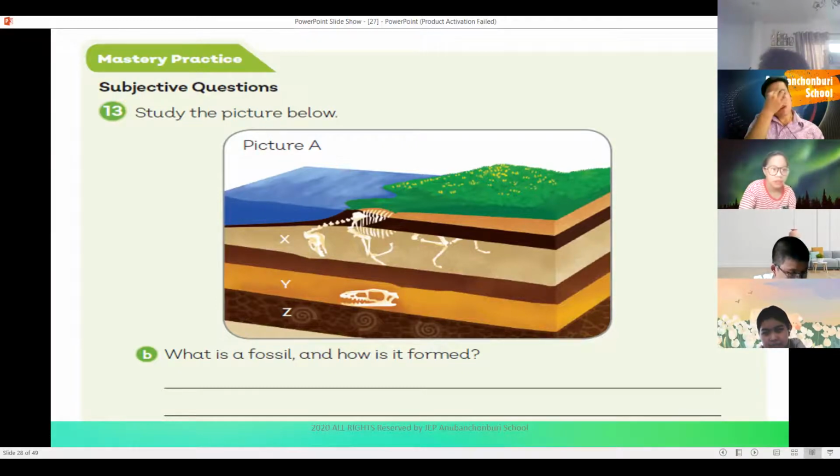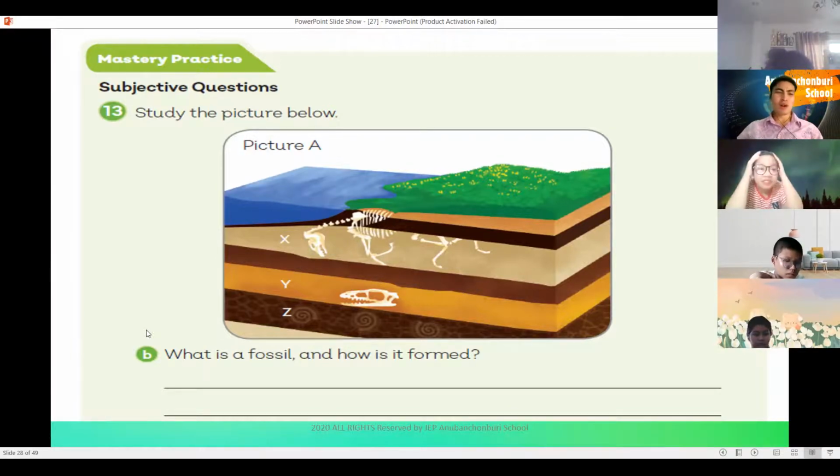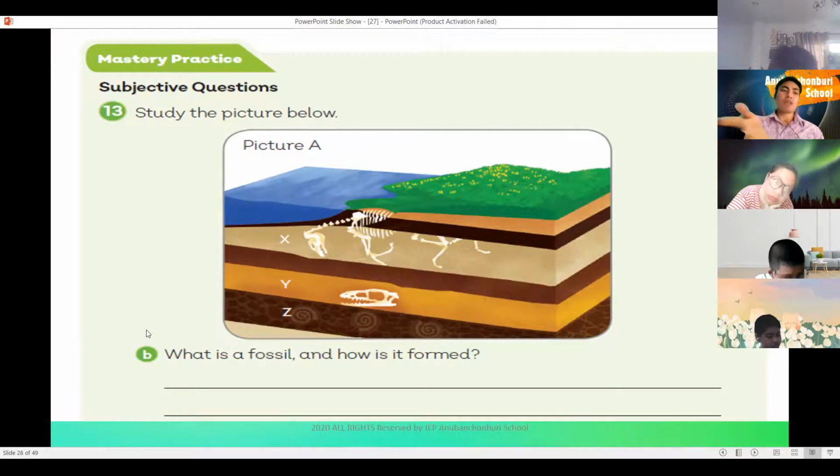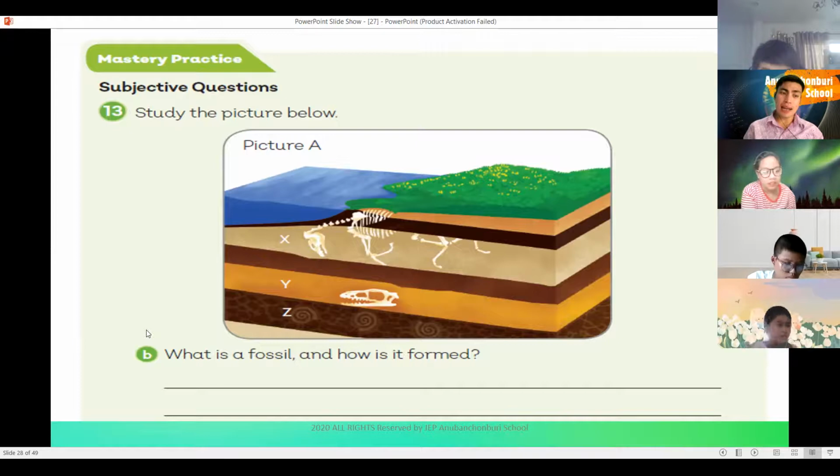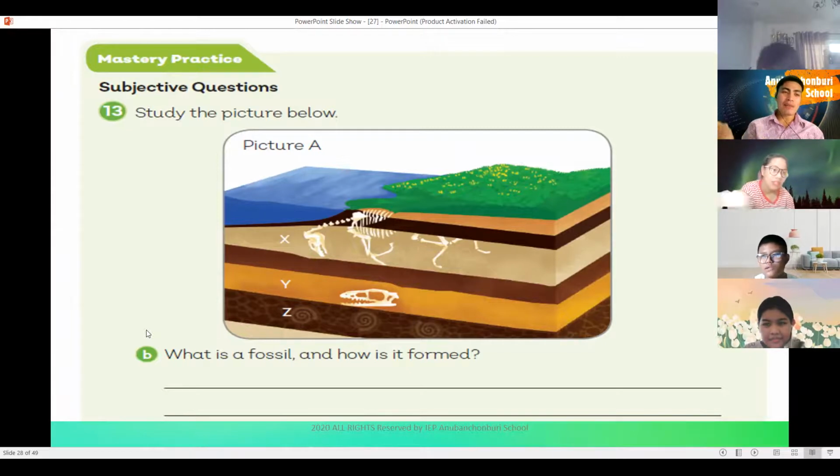I think you can explain this one based on your own idea or your own words, not just by reading, right? Because you studied it in your Thai science and you studied it with me already. So fossils are the remains of ancient plants and animals. They are formed when the plants and animals die, and what happened? Some animals and plants die also, but they will not become a fossil. The only animals and plants that will become a fossil is that when they die and they are what?